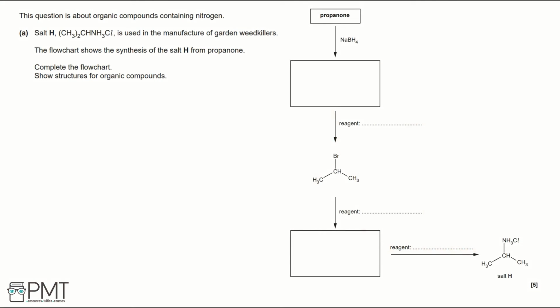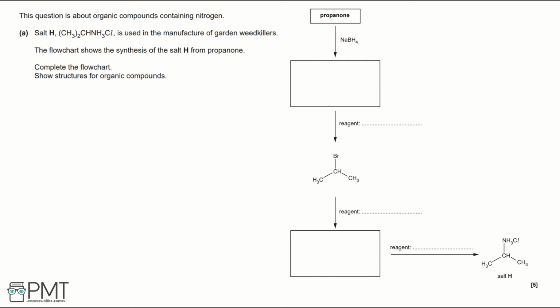This question is about organic compounds containing nitrogen. Part A. Salt H, (CH3)2CHNH3Cl, is used in the manufacture of garden weed killers. The flowchart shows the synthesis of the salt H from propanone. Complete the flowchart and show the structures for organic compounds.